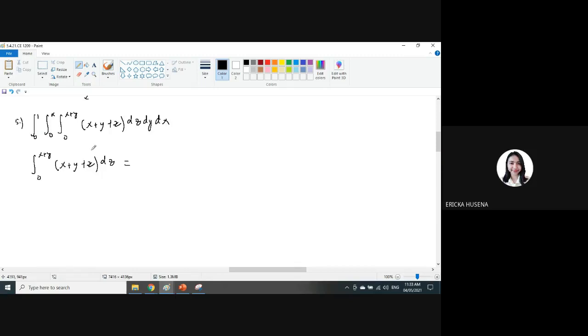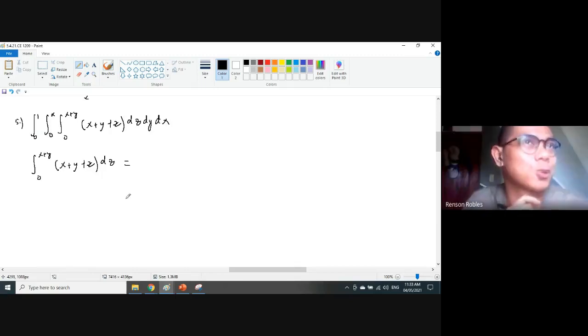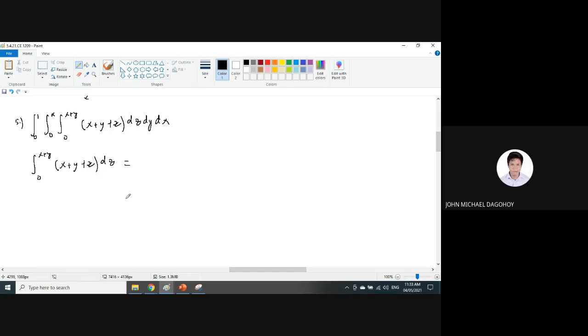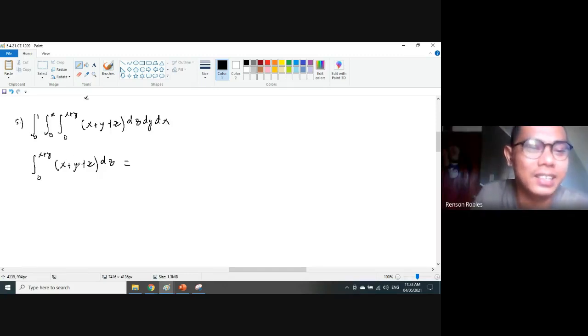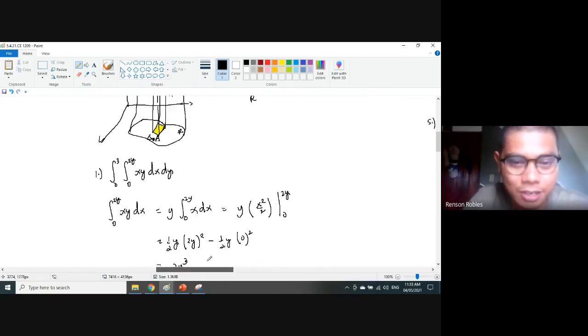X plus Y po, nasa labas. Oops, one more. Should we throw x plus y outside? Hindi po yata. Kasi this is written as sums. Yung kanina natin, we throw it outside because this is written as product.